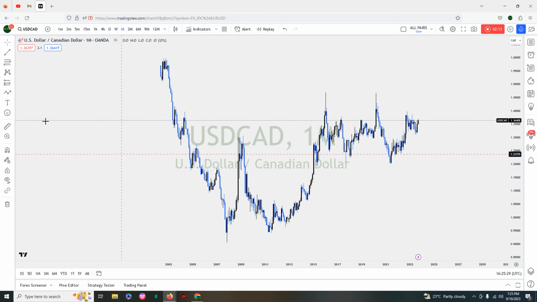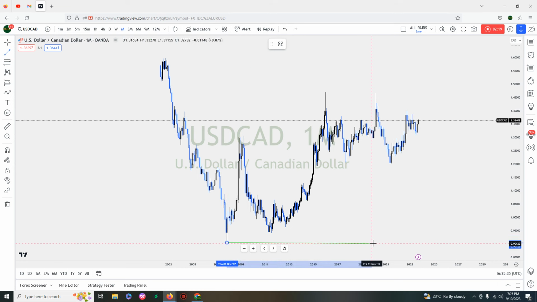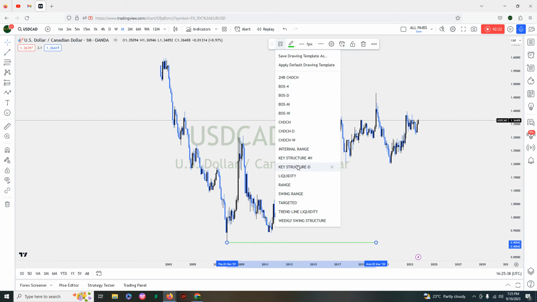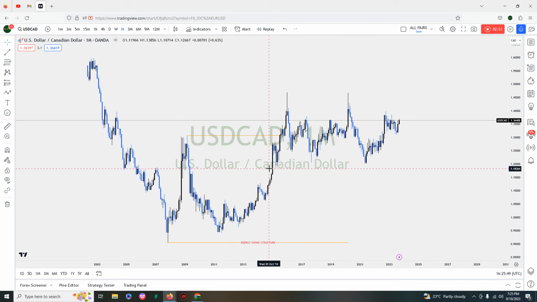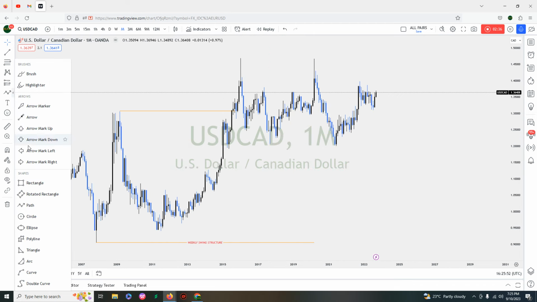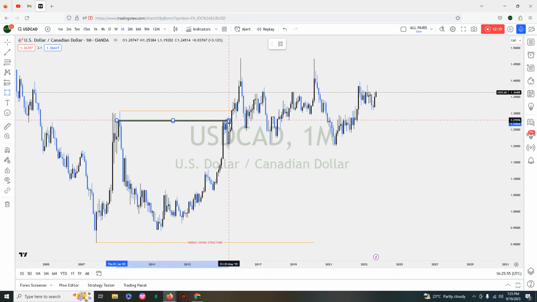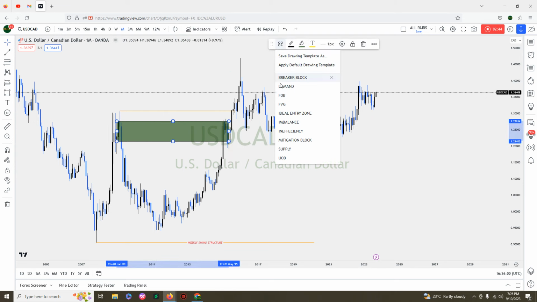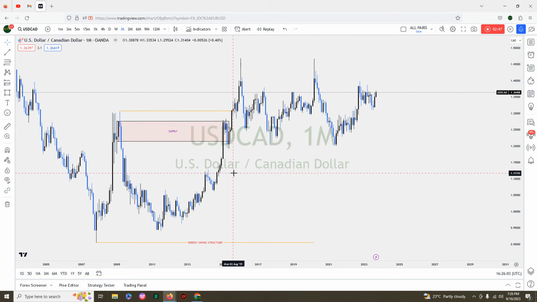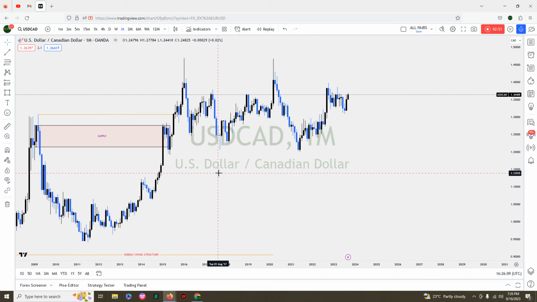Now, this low, ladies and gentlemen, I want to mark for you, this here. This is a swing structure that created this high. So this low created this high, and at this high we have a supply seated up here. Allow me to mark it. So this supply was seated here. What happened is that the market tapped this region, came back, and then broke.